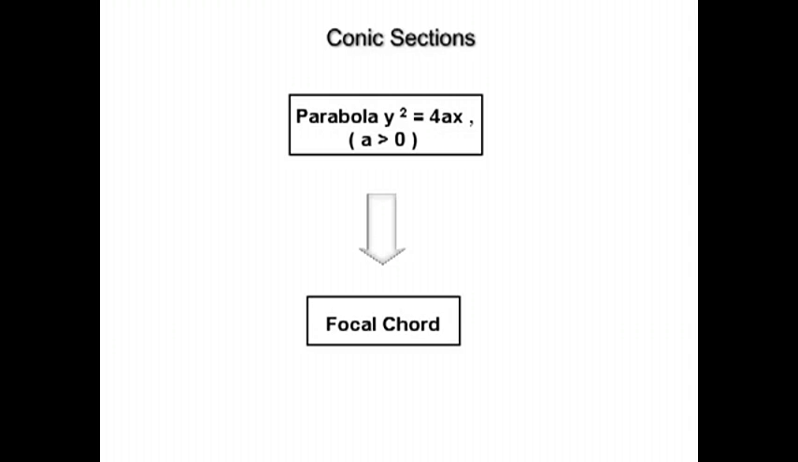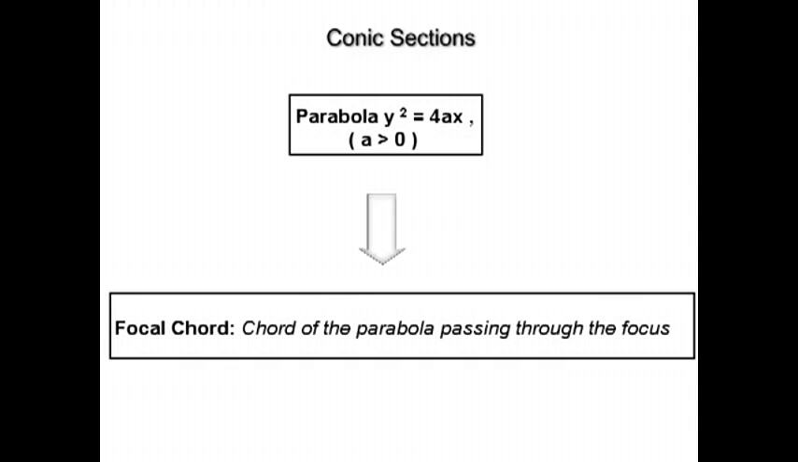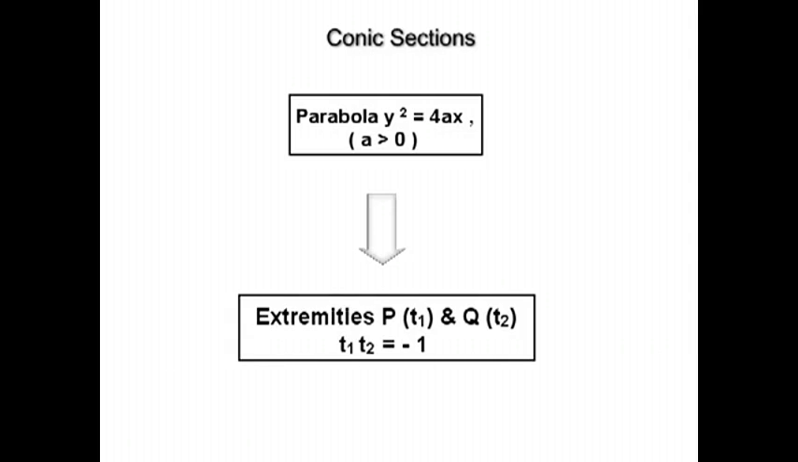Focal chord. The chord of a parabola which passes through its focus is called a focal chord of the parabola. If P(t1) and Q(t2) are the extremities of the focal chord of the parabola y squared equals 4ax, then t1 t2 equals minus 1. That is, if t1 is the parameter of one end of a focal chord, then the parameter of the other end is minus 1 upon t1.